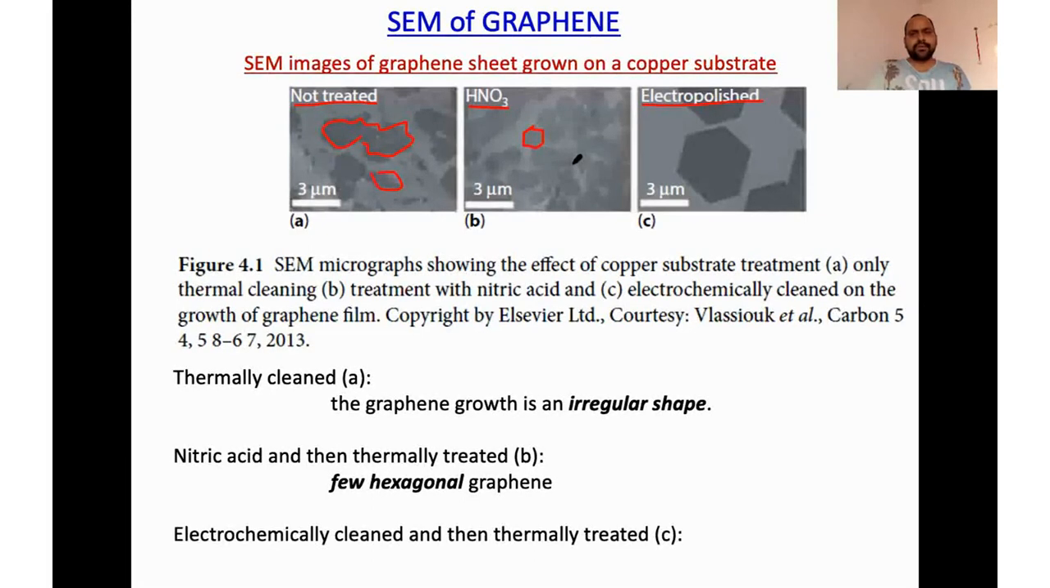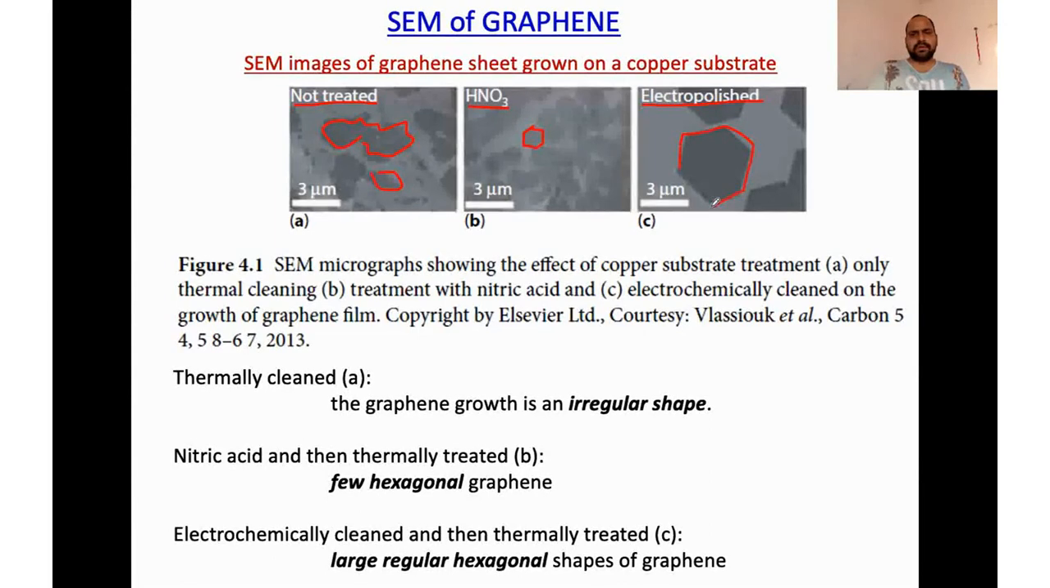So SEM is a very important tool to understand the size of growth and what kind of morphology the sheet has, and we can also get some idea about their thickness, but not exactly what the thickness is, we cannot get that. Maybe the contrast can give some idea. So this is the one tool.